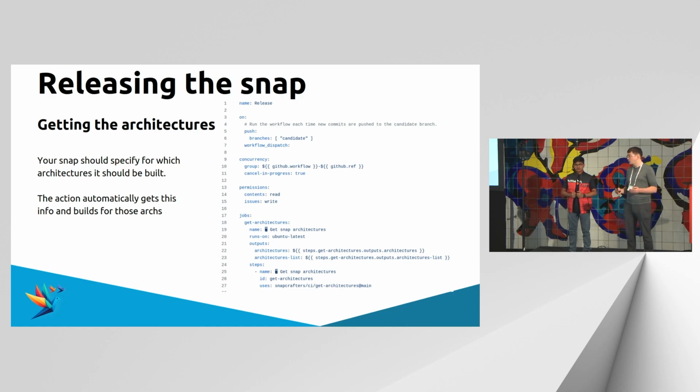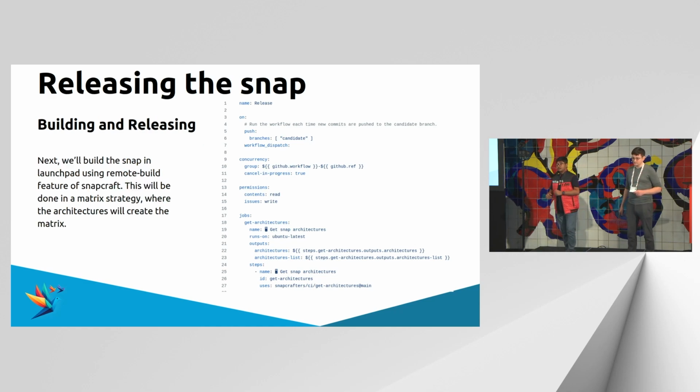But this CI requires you to explicitly state which architectures your snap supports. Basic, yeah. And now, as we have got the architectures, we take the architectures as a matrix sum of the input, and then we build all of them using Snapcraft remote build. We get them built.